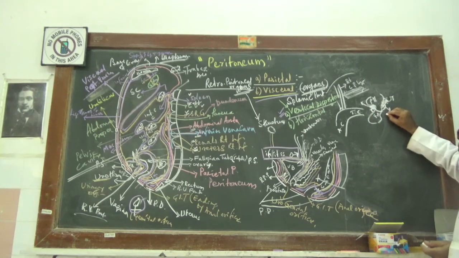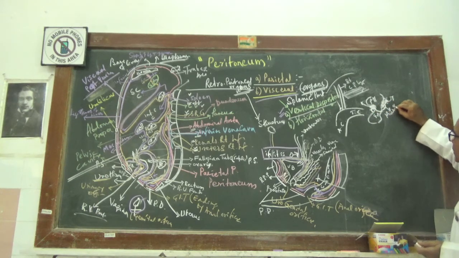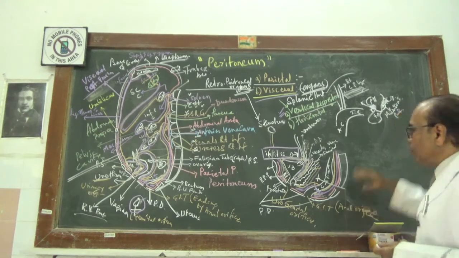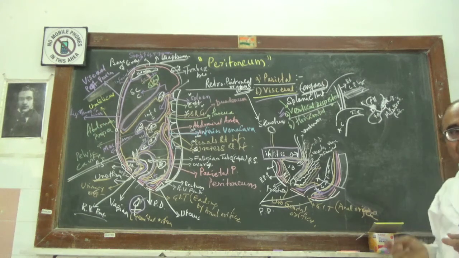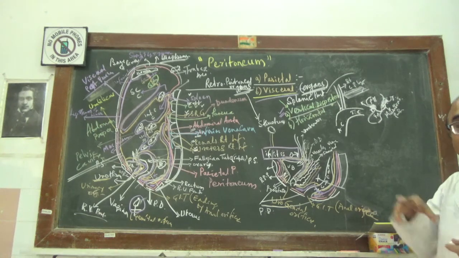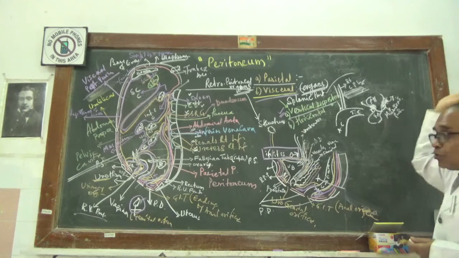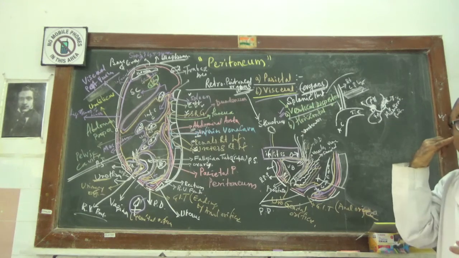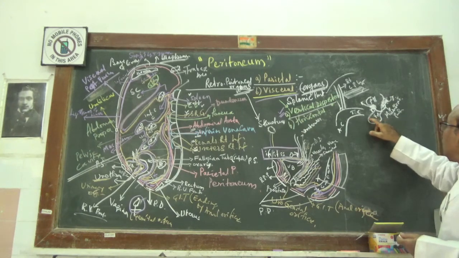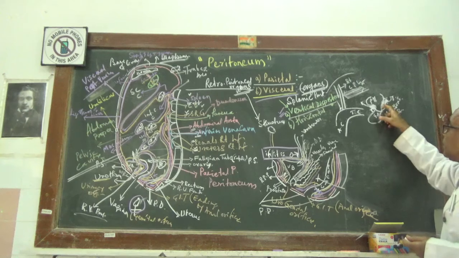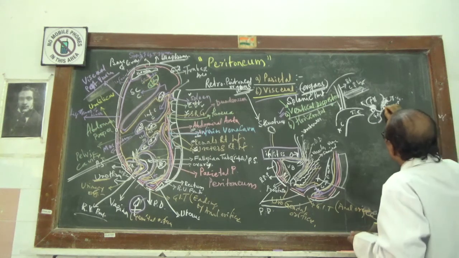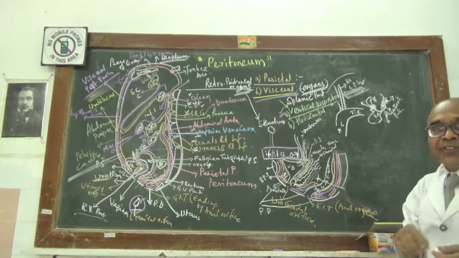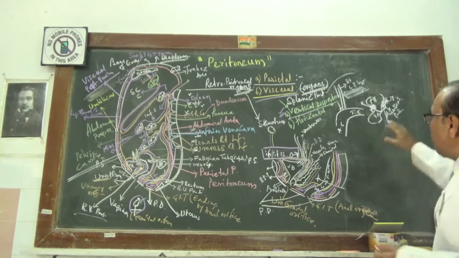Now this angulation is called Morison's pouch. So this is very important when you have a stone in the gallbladder, when it comes out from the gallbladder itself, from the fundus, body and then into the neck, it may have the chance to get lodged in the Morison's pouch.